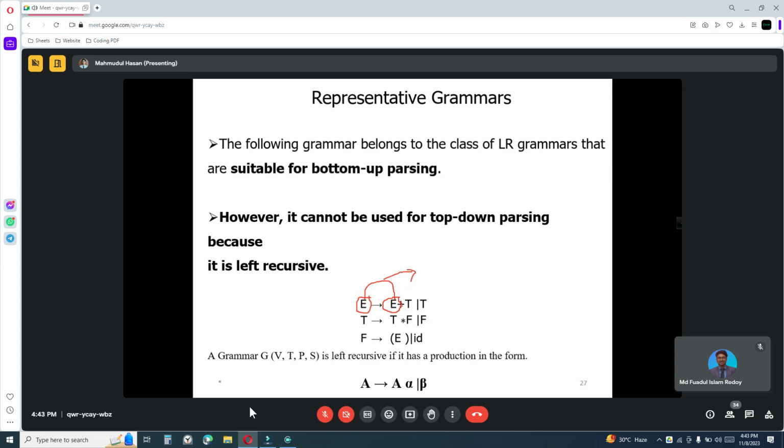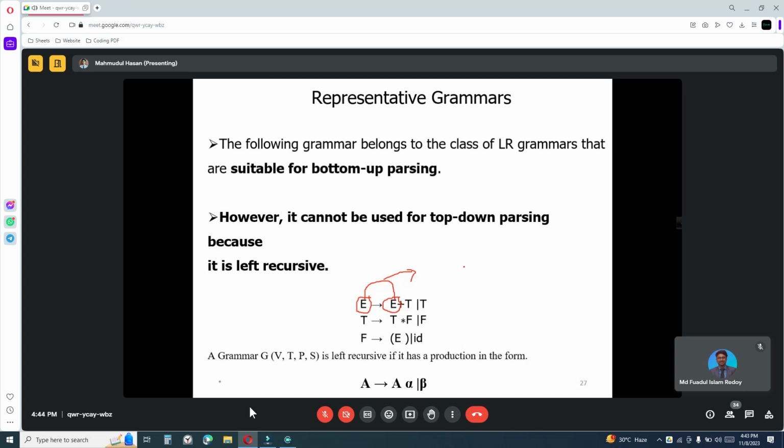Okay, both should be the same, and both should be non-terminal. That time we can call it left recursion. Both are the same and both are non-terminal. That means this is actually a left recursive production rule.